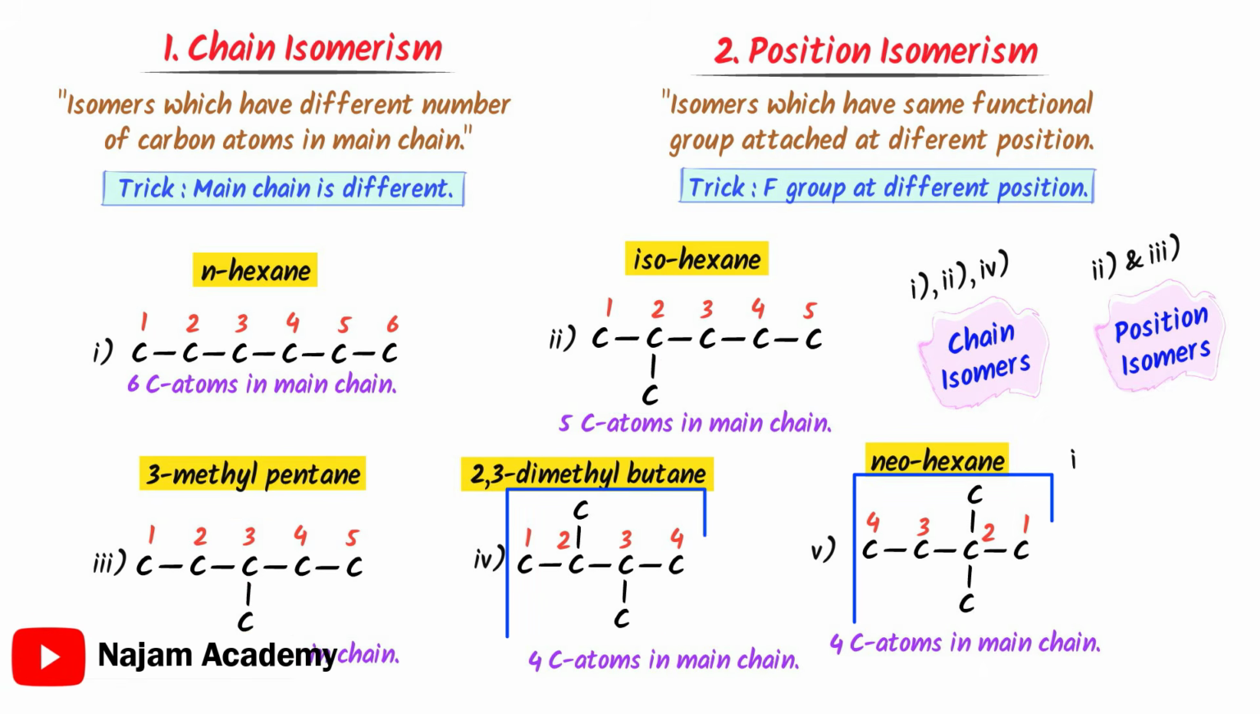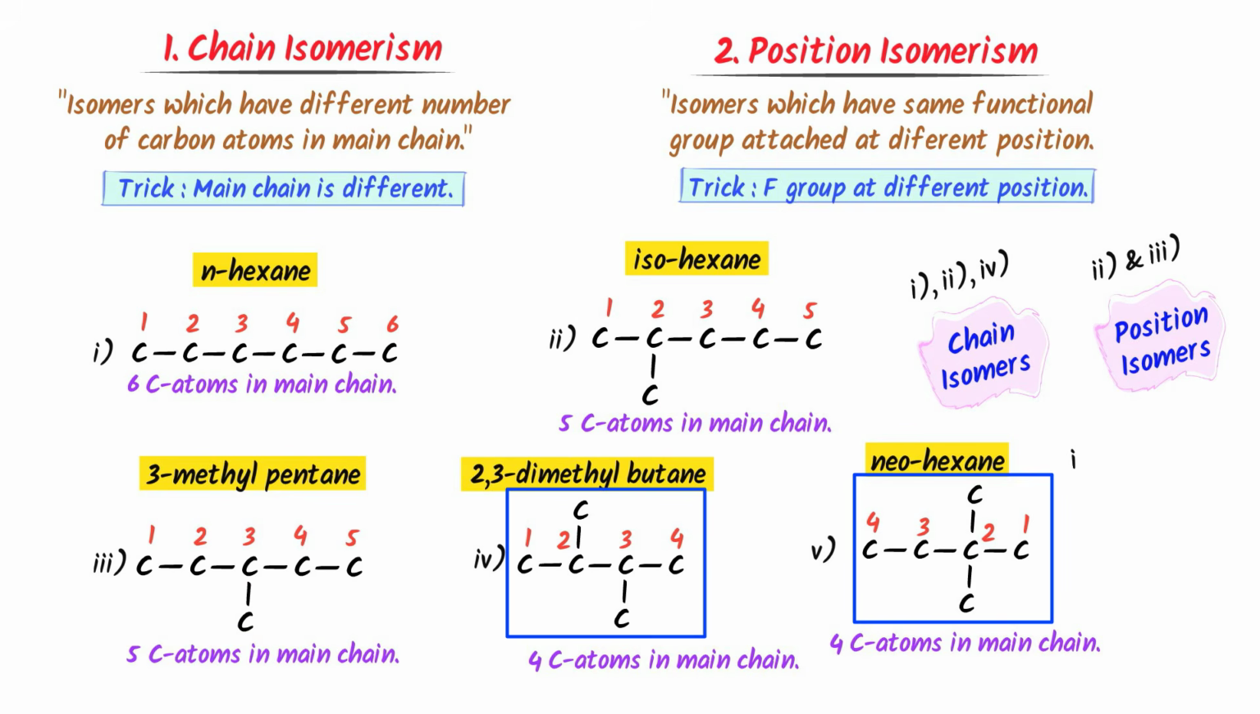Similarly, in the fourth isomer, the main chain or parent chain has 4 carbon atoms, while the fifth isomer also has 4 carbon atoms in the main chain. Here, the 2 methyl groups are present at the second carbon and at the third carbon, while here, the 2 methyl groups are present at the second carbon.